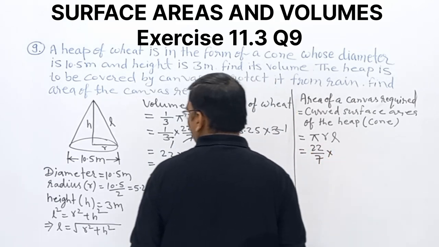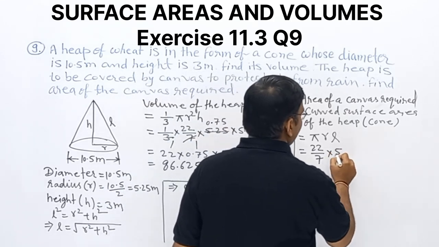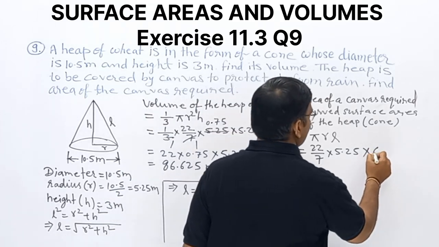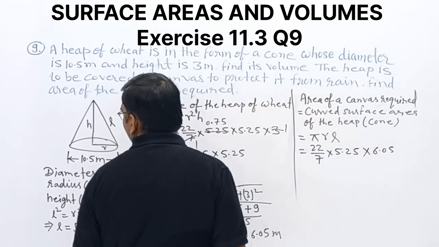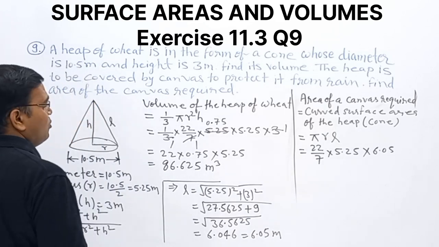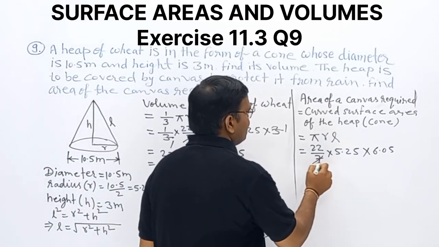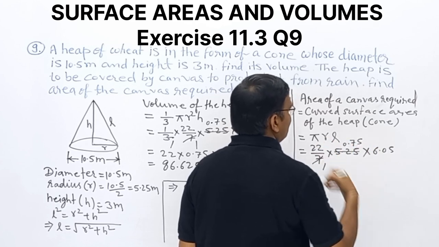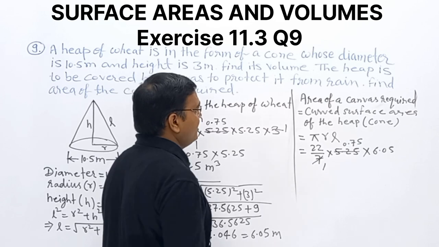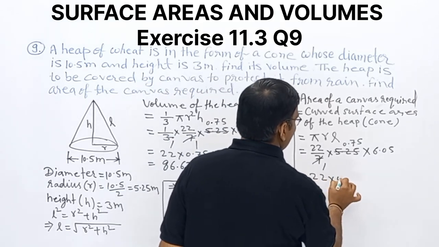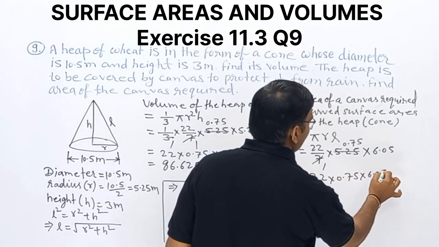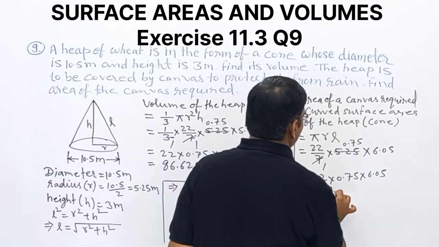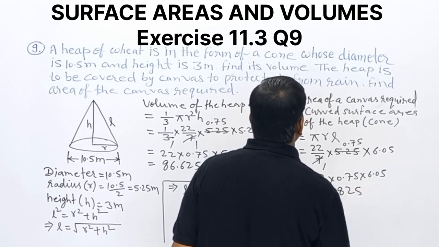So putting the values of R and L, pi is 22/7, R is 5.25, and L is the slant height, which is 6.05. Simple. So what are we getting? Solve this one. 7 ones are 7, this will be 0.75. So 22 into 0.75 into 6.05. Once we multiply these things, we are getting 99.825, and this is the area.